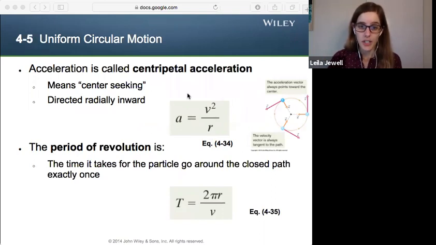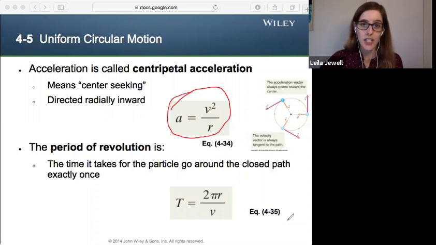This is one of those equations that pops up a frequent amount. It'll pop up even in the future chapters 5 and 6 once we get into circular motion there within forces, because we're going to care about how that acceleration impacts things. So anytime something's traveling in a circle, it needs to have at bare minimum this centripetal acceleration.